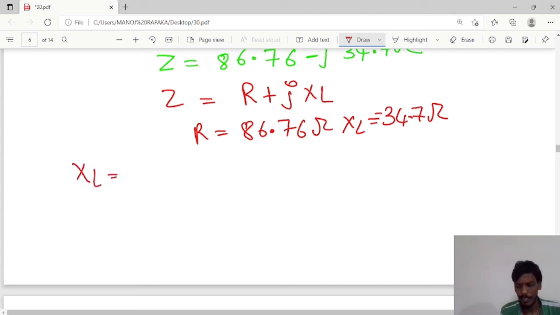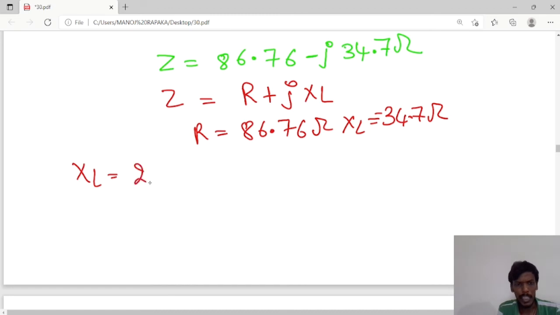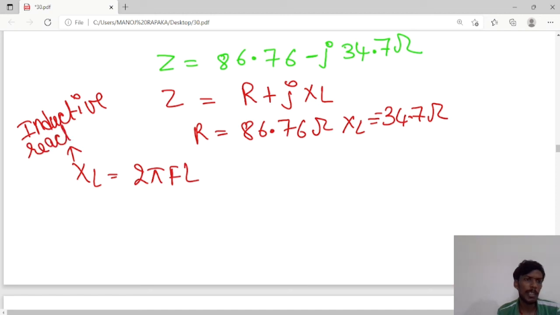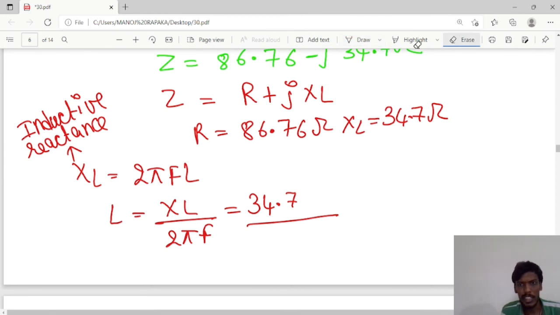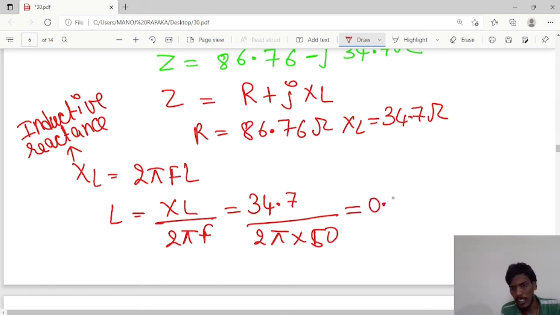XL equal to 2 pi f L, as XL is the inductive reactance. From this inductive reactance, we can calculate the L value. So L equal to XL by 2 pi f. XL, as you know, is 34.7, divided by 2 pi into the frequency, which is 50 hertz. So the L value will be 0.1104 Henry.